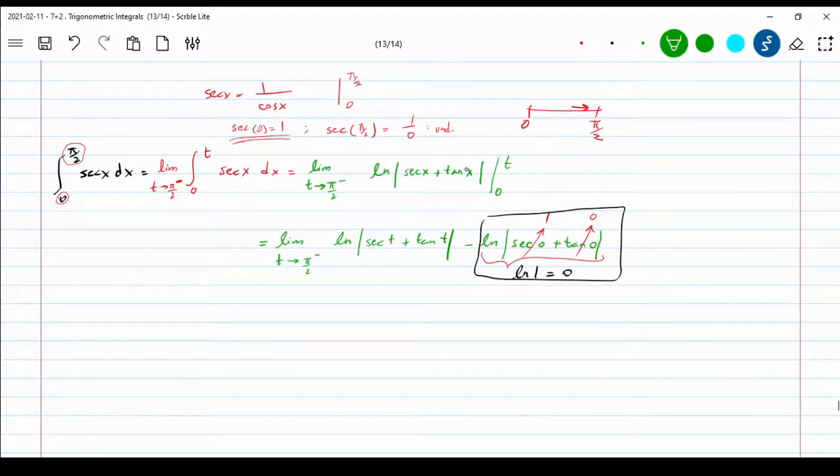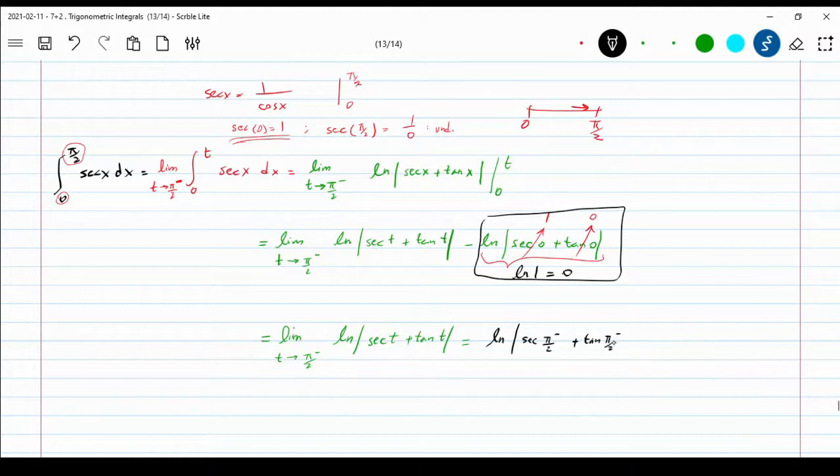So what you just need to calculate at the moment is the limit as t approaches pi half from the left-hand side of ln of secant of t plus tangent of t. And now let's see what the limit would be. So you'll get ln of secant at pi half from the left, plus tangent at pi half from the left-hand side. Secant at pi half from the left-hand side is positive infinity.